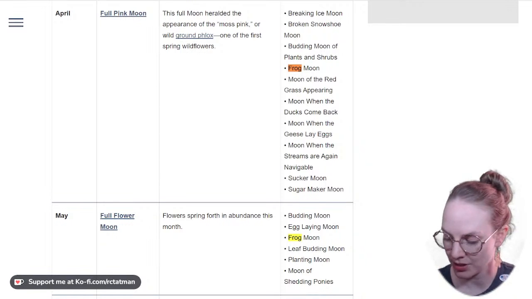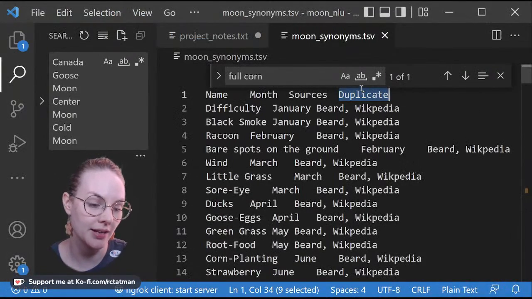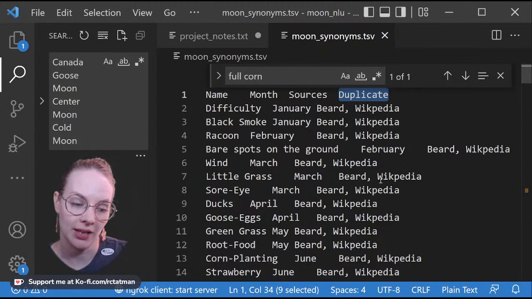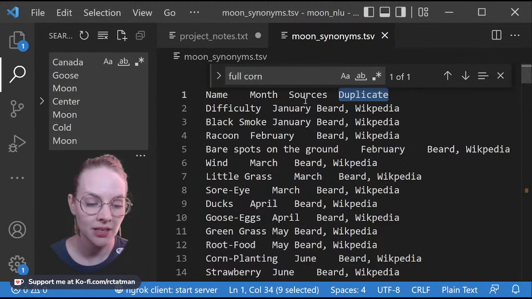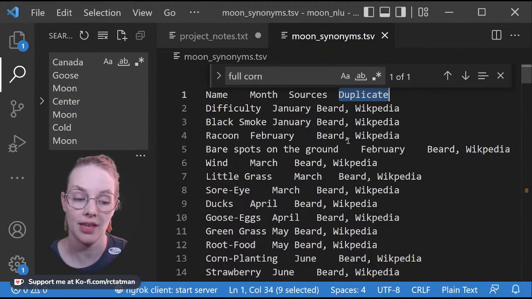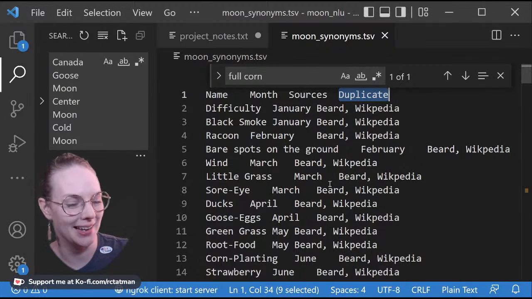Because I'm thinking about what's going to go in this column over here, which is currently empty, about whether or not it's a duplicate. And I think some of the duplicate names may be actual duplicate names, right? Like strawberry from different cultures or different languages or different areas. And then some of them may be this name can occur in more than one month, which is a different thing, right? That's not a duplicate. That's the same moon, but the month name is not linking up well.